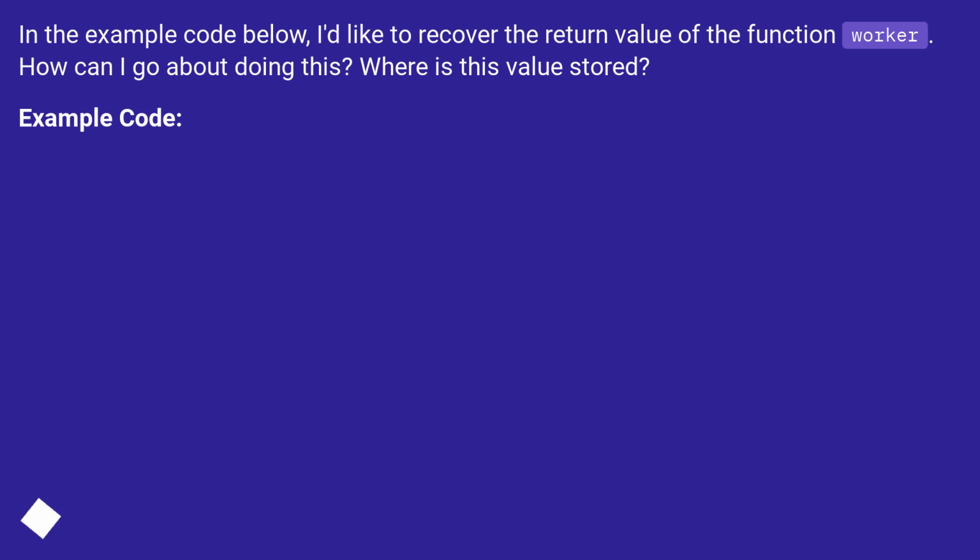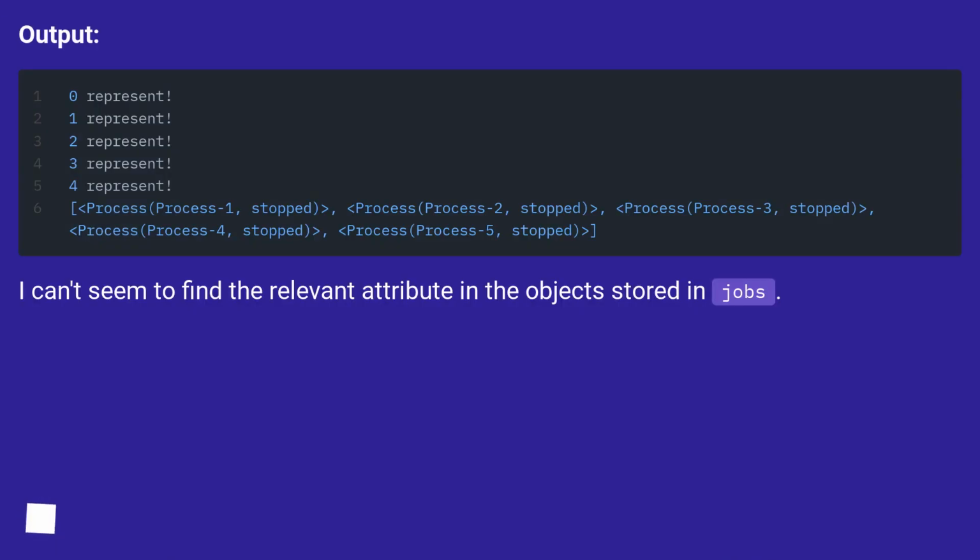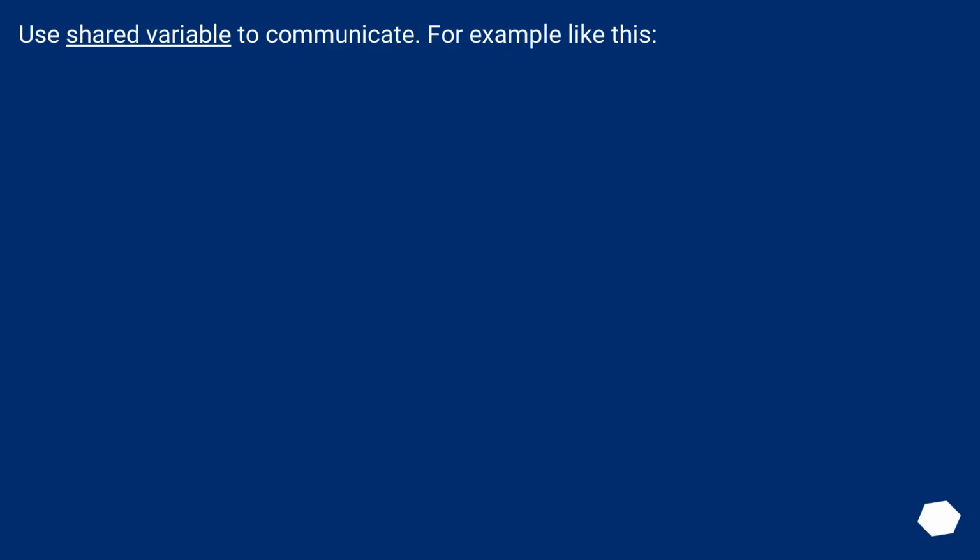Example code. Output. I can't seem to find the relevant attribute in the object stored in jobs. You can use a shared variable to communicate. For example, like this.